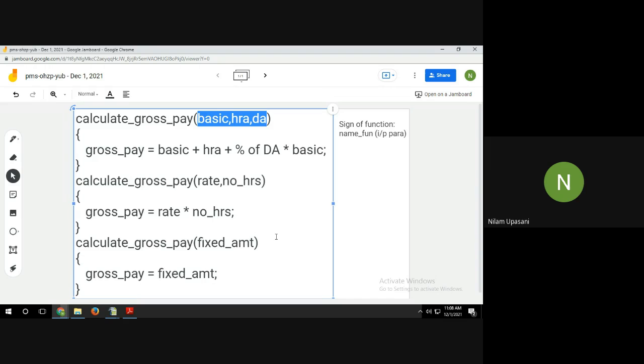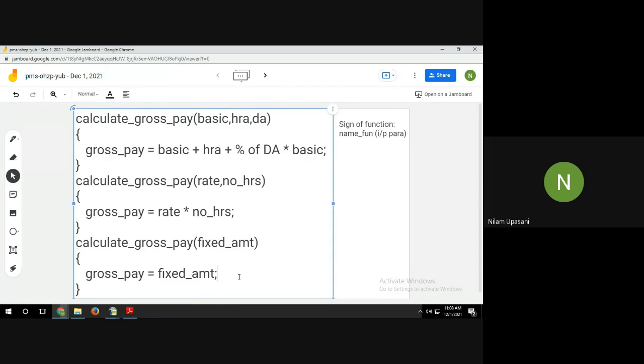Is it clear to everyone? Why do we need this polymorphism? See, polymorphism is what? Same name but multiple forms. Here, what have we done? We created multiple forms of calculate gross pay. The name of the function is the same, but it has got different forms.